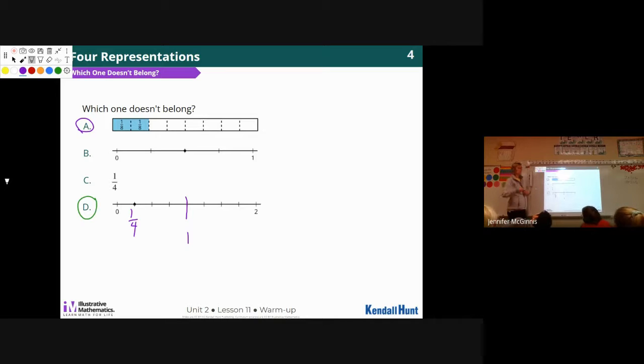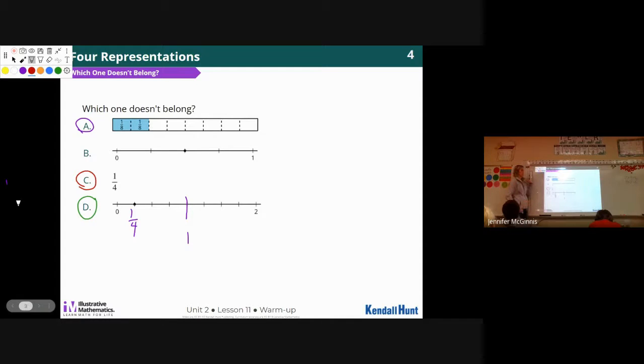I saw JC holding up the letter C like this. What do you think, JC? Why do you think C? What's different about C? Brinley? It's not like a number line. It's not like a model, right? It's just a number.